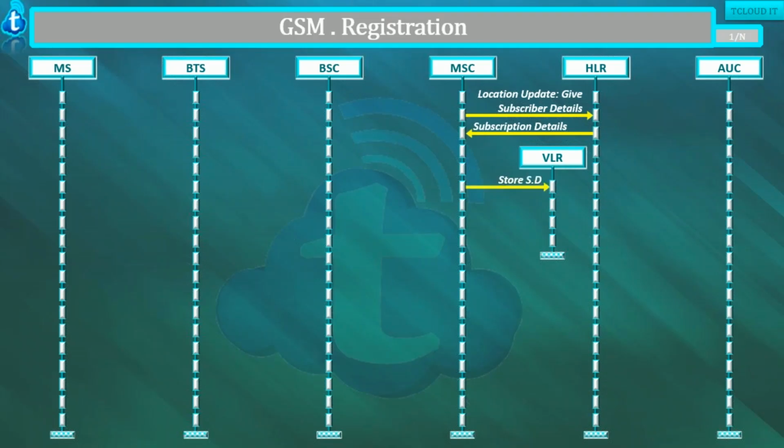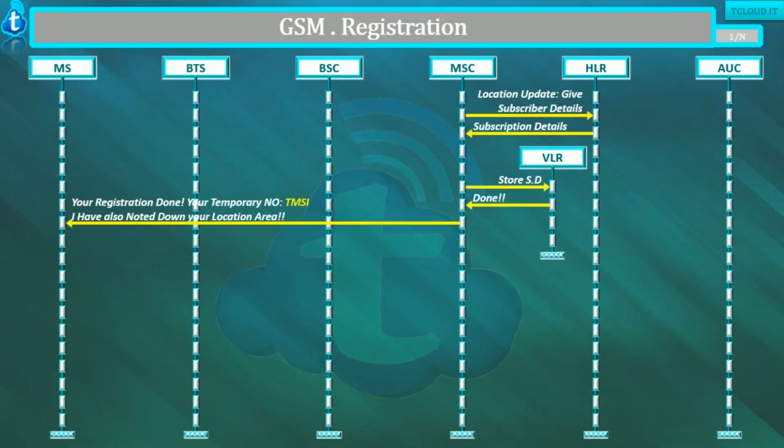MSC stores this information into the VLR. Hey, store the subscriber details with us, because we have accepted this user's registration. From now onwards, this guy is going to keep requesting services. So we need to refer to the subscriber information every time the mobile is requesting a service. We need these details. So please keep a copy of this, at least till the mobile is under our network. MSC asks the VLR. The VLR never disappoints MSC. It says, done. Thank you. I have stored these subscriber details.